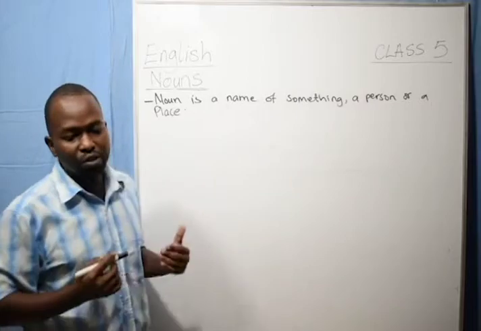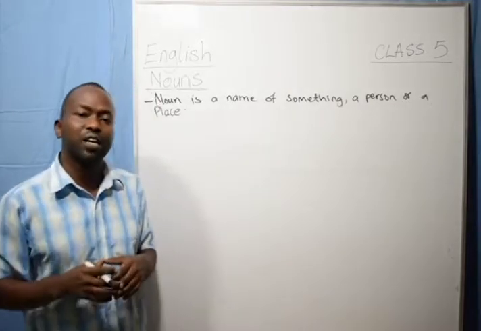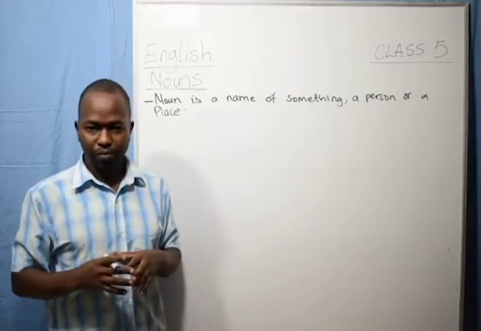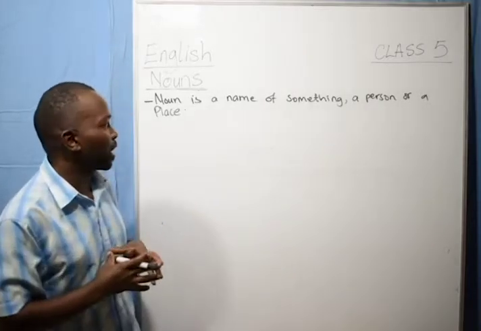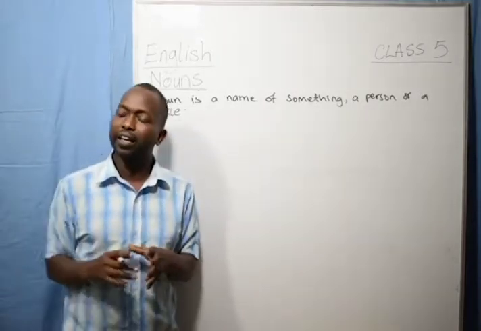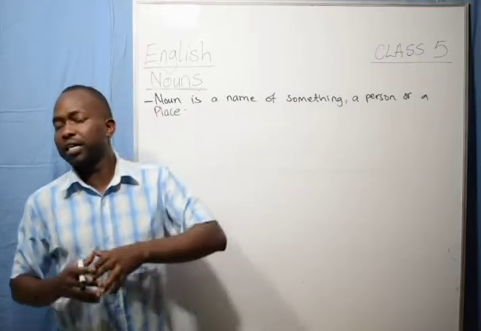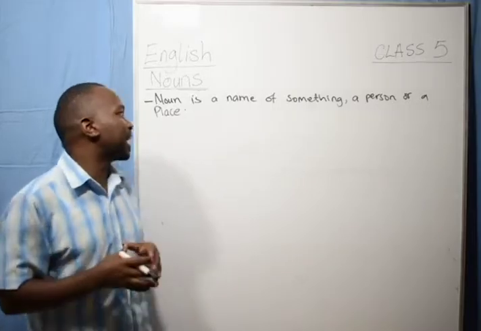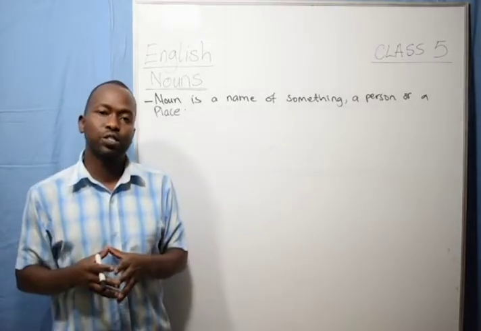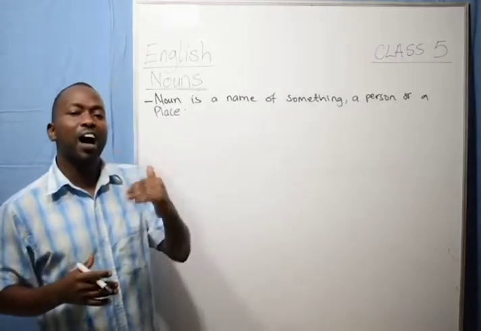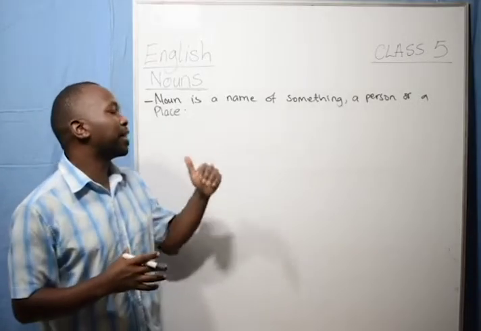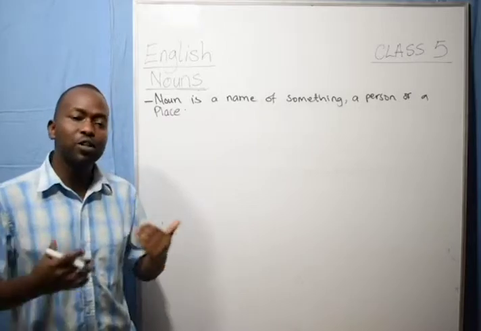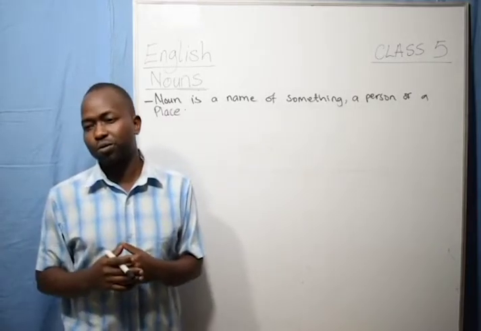Now, we also looked at several categories of nouns, which included common nouns. Good. We had the proper nouns. Very good. And finally, we had the concrete nouns. But we also said we have other types of nouns, and they are the ones that we are going to look at today. Which are those nouns?